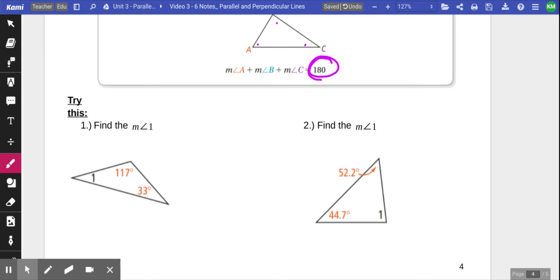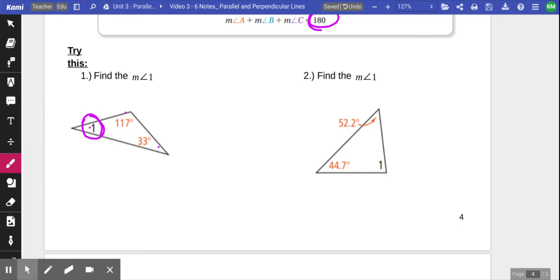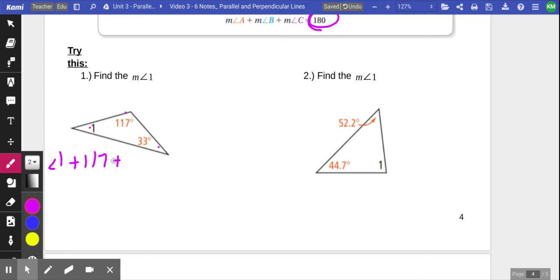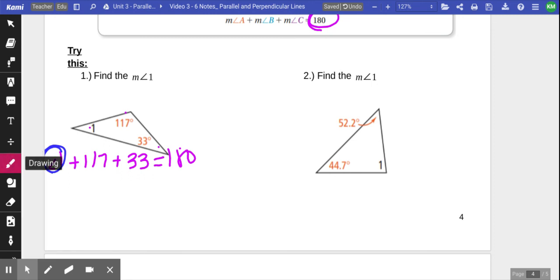Every triangle should have 3 angles, and it does. 1, 2, 3. So this triangle has 3 angles. One of the angles is missing. Angle 1 over here, that's missing. That's not an angle measure, right? Angle measures are shown with degrees. So what I know, based on what I just told you, is that angle 1 plus the other 2 angles, which is 117 and 33, all 3 have to add up to 180 degrees. So once I know that, I can solve for that missing angle. Missing angle is like a variable, right?